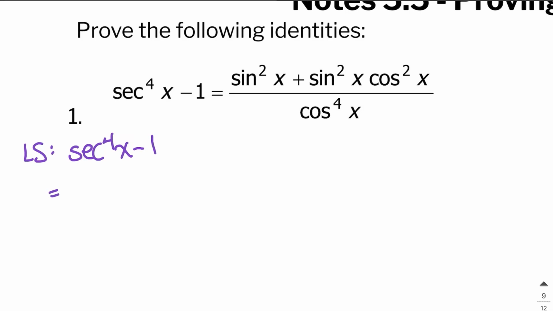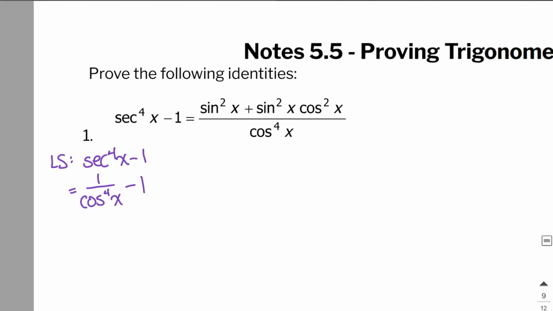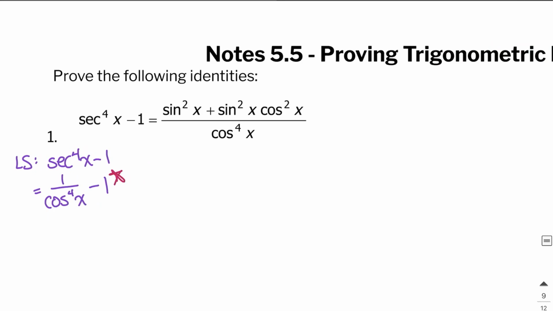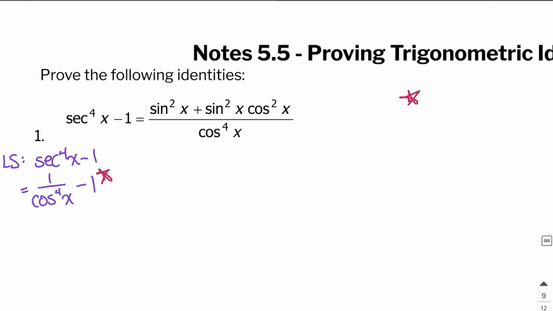So first thing I'm going to do is rewrite this in terms of cosine. And if you notice right here, we have two different expressions, but one's a fraction, one isn't. So right here, I'm just going to put a little star. And one of my suggestions to you is to find a common denominator, a least common denominator.